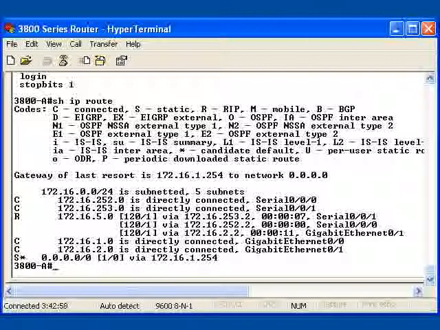Now note the bracket here. In the brackets, I see the number 120, which is the administrative distance of the RIP protocol, and I also see the accurate hop count following the slash, meaning that this network is one hop away. That indicates what the transit path is to get into that network.